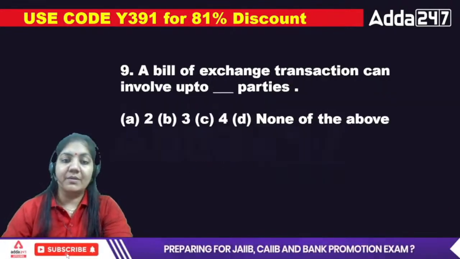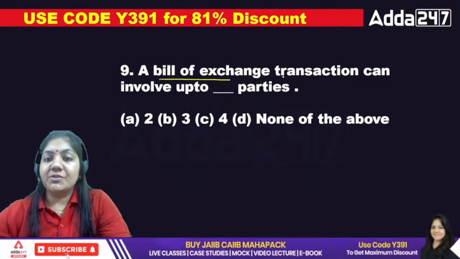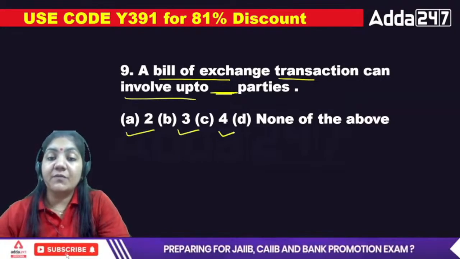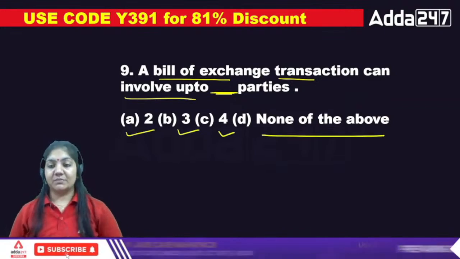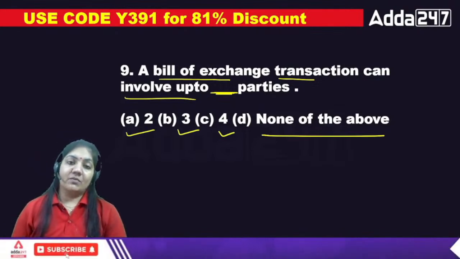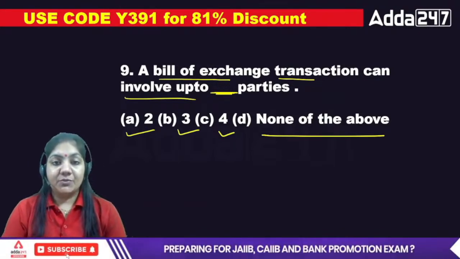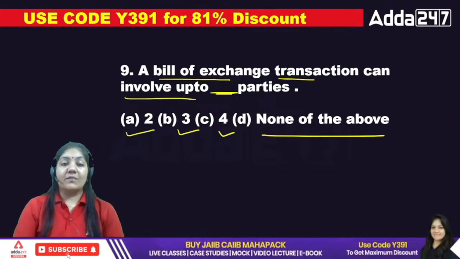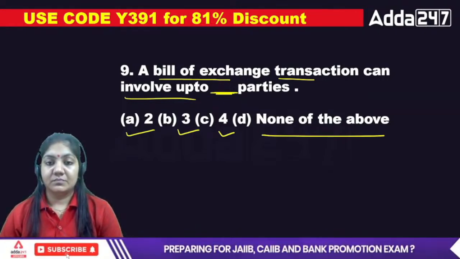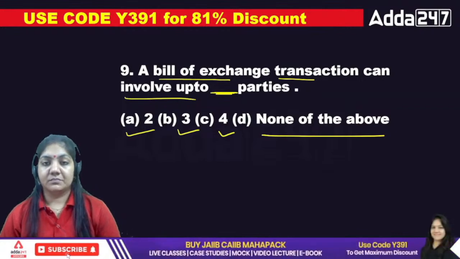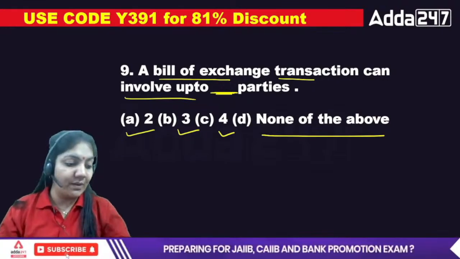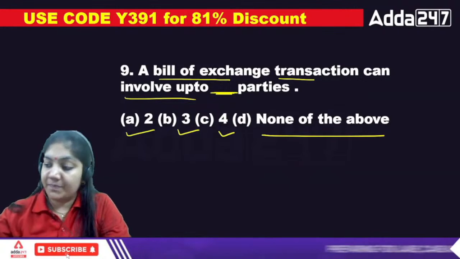Okay, cool. Next. A bill of exchange transaction can involve up to how many parties, class? Whether it is 2, 3, 4, and none of the above. Ninth one. A bill of exchange transaction can involve up to dash parties. So a bill of exchange transaction that can be involved up to the ninth one. The party is 3. Okay.